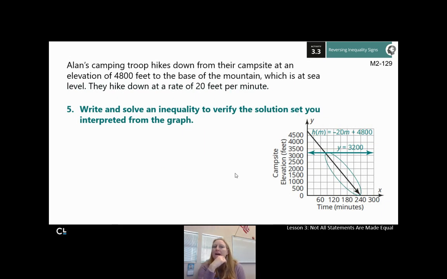Okay. Number 5, write and solve an inequality to verify the solution set you interpreted from the graph. So we looked at the graph and we estimated that it was about 80, but we don't want to estimate. I want to know. So instead of using the graph, remember how else we did it last time? Remember last time how we set up an inequality and we solved it? Do that. Go ahead and hit pause to write and solve your inequality, and then hit play when you're ready to check your work.